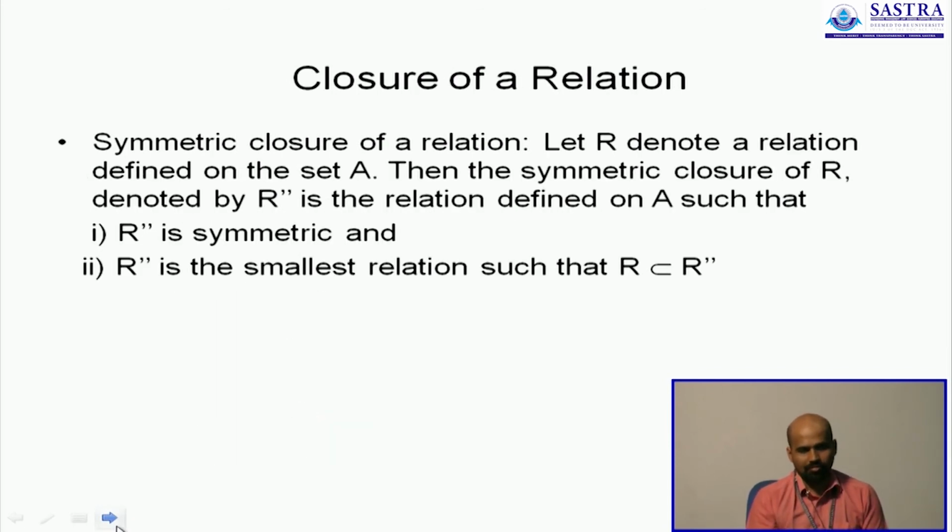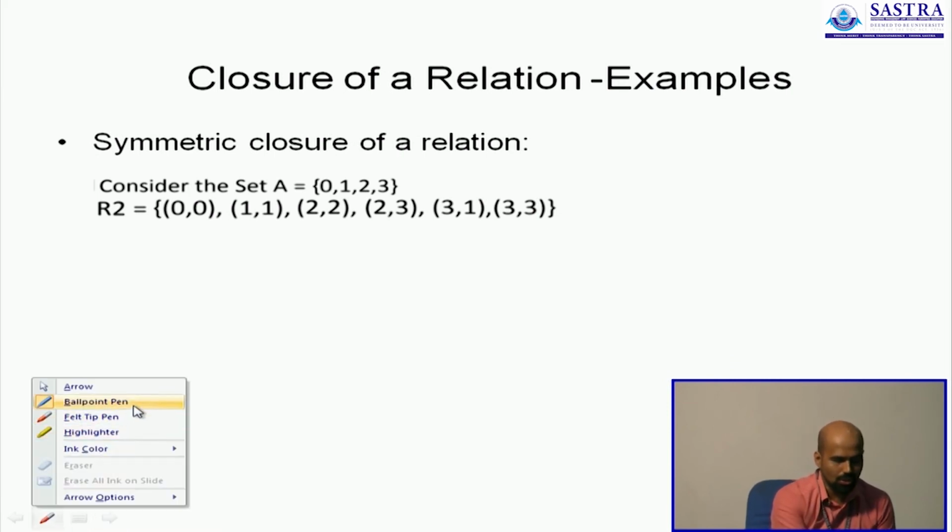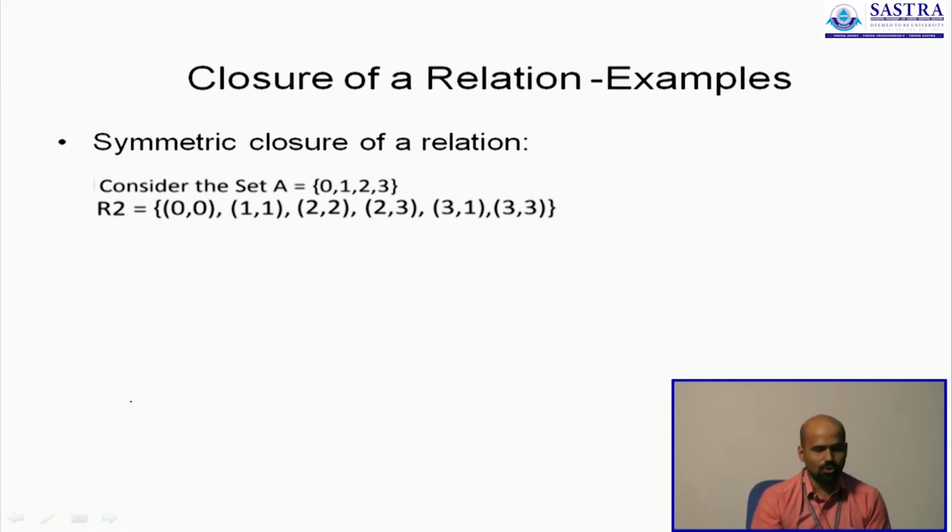Similarly, one can also define something called the symmetric closure. Let R be any relation. A relation R double dash can be called its symmetric closure if, number one, R double dash itself is symmetric, and number two, R double dash is the smallest such relation which contains the actual R. To give you an example, let's consider one more relation like this. R2 is 0, 0, 1, 1, 2, 2, 2, 3, 3, 1 and 3, 3.